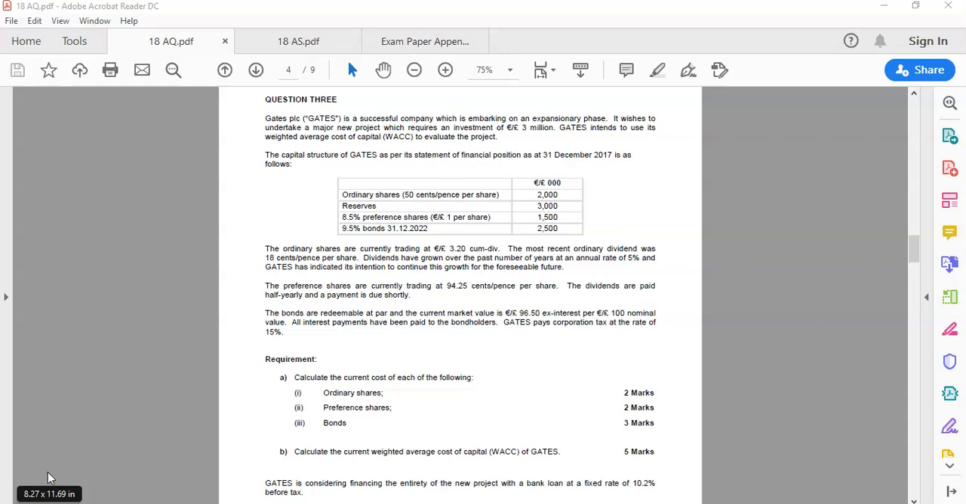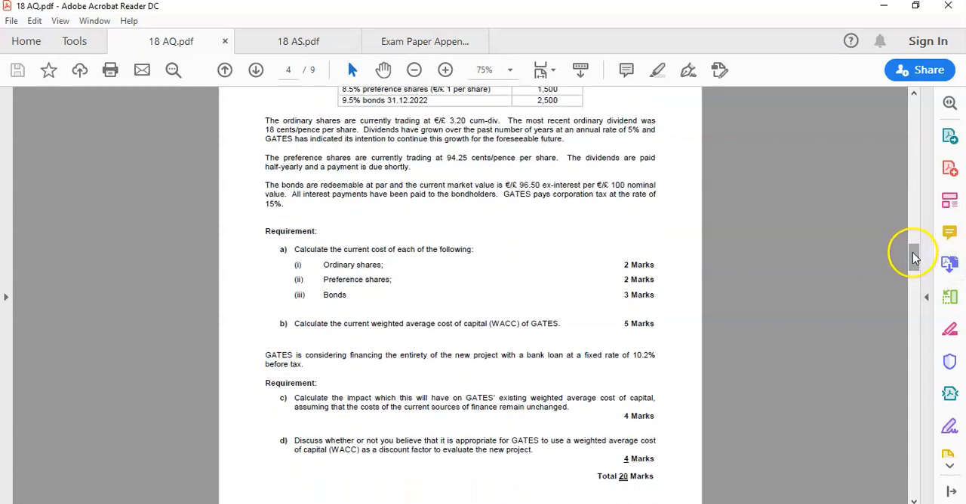Oftentimes it can come up in question 1 and 2 as well, where it's the compulsory questions. You need to know WACC very well. 20 marks, which is about 30 to 35 minutes of your time in the exam. The examiner here has split it down: calculate the cost of each of the following: cost of ordinary shares, preference shares and bonds, 4 and 3 is 7 marks, and then calculate the WACC, 5 marks.